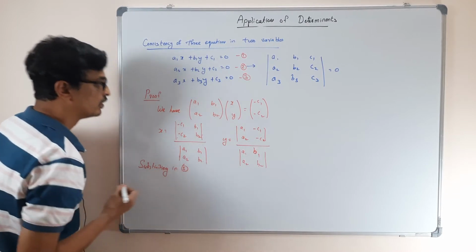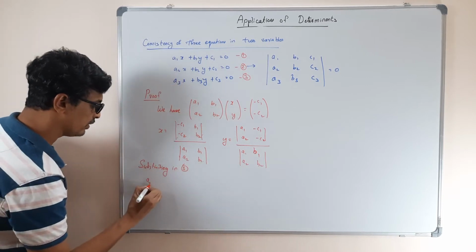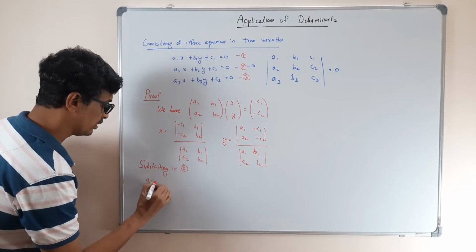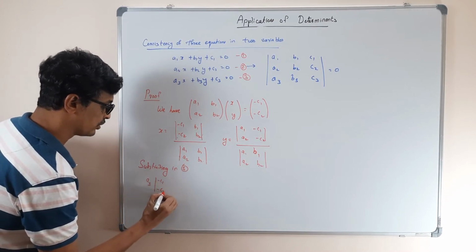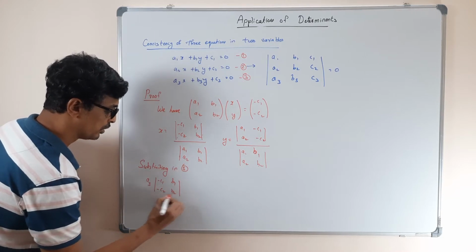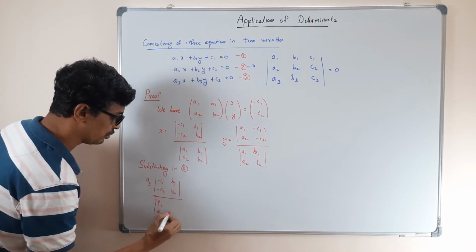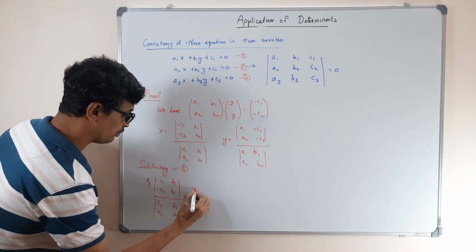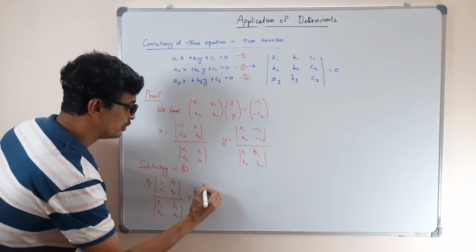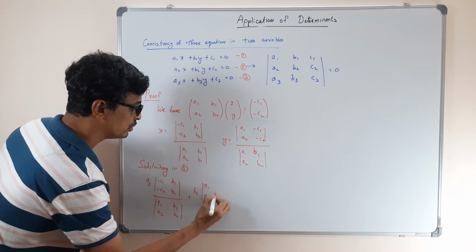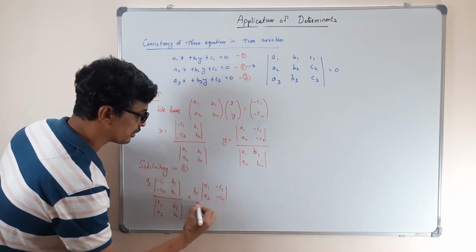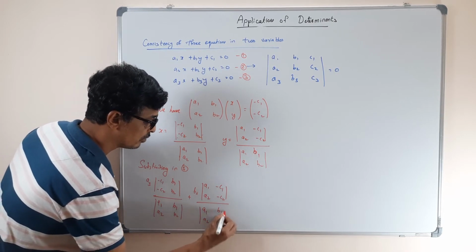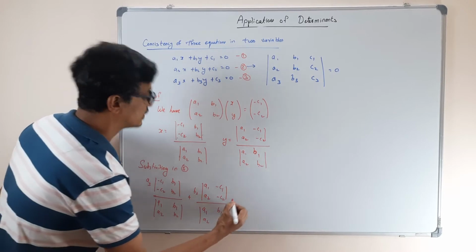In a3, tell me what it will be. So a3 x, correct? What will be x? Tell me. Minus c1 minus c2 b1 b2 divided by a1 a2 b1 b2, plus b3 into a1 a2 a1 a2 minus c1 minus c2 divided by a1 a2 b1 b2, plus c3.